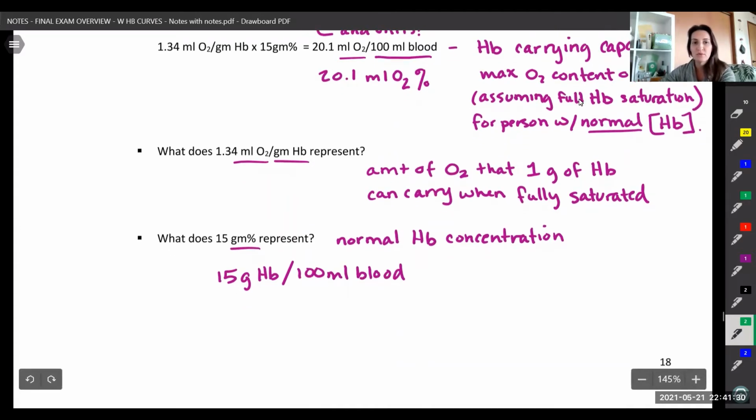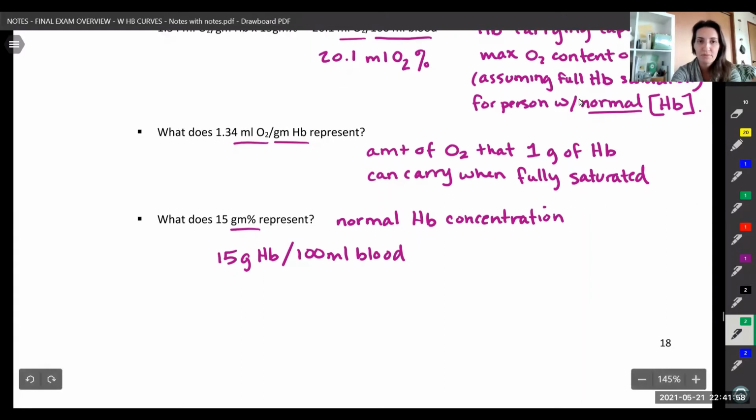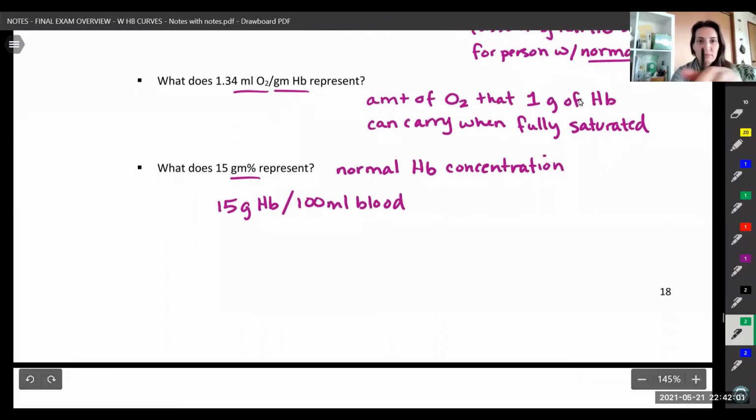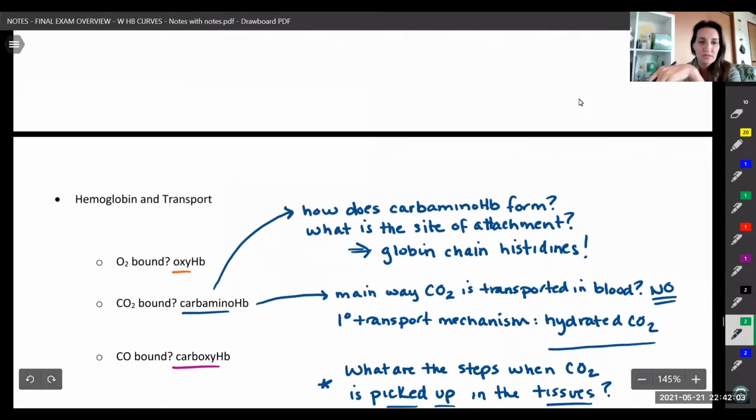And of course, that constant 1.34 milliliters of oxygen per gram of hemoglobin makes the assumption that the hemoglobin is fully saturated when we get this volume measurement for oxygen. The 15 grams percent in the equation above represents a normal or average hemoglobin concentration, grams of hemoglobin per 100 milliliters of blood. So go read through these, make sure you pay attention to the units that are being used here.